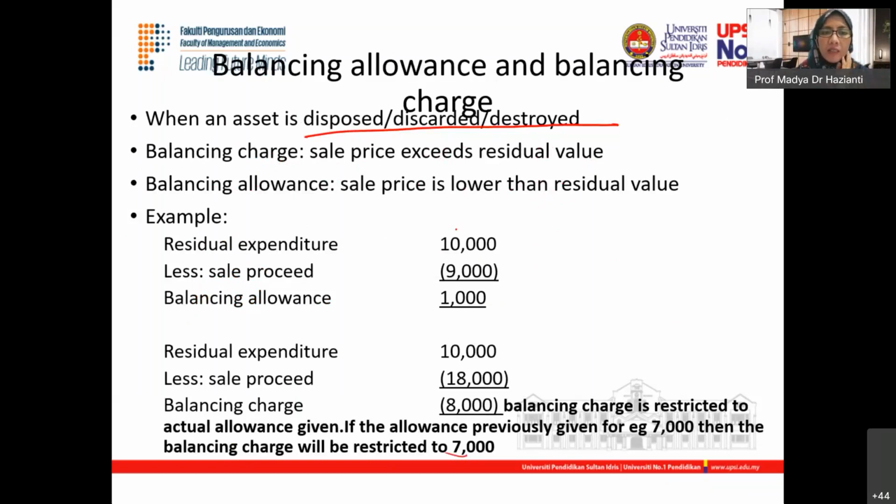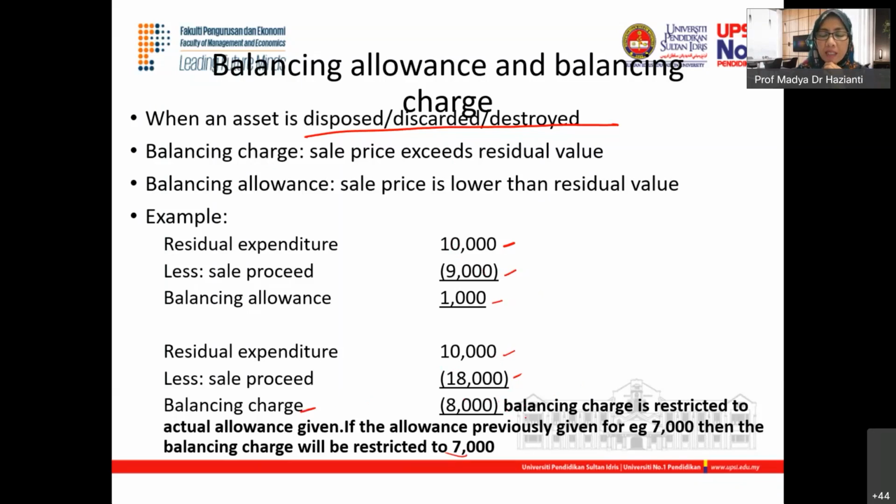So contoh katakanlah residual expenditure kita 10,000. Kita jual barang pada harga 9,000. Rugi kan? Value dia 10, you jual 9 je. So we call it balancing allowance. If katakan residual expenditure masih lagi 10,000 but kita jual pada harga 18,000, so kita ada balancing charge.